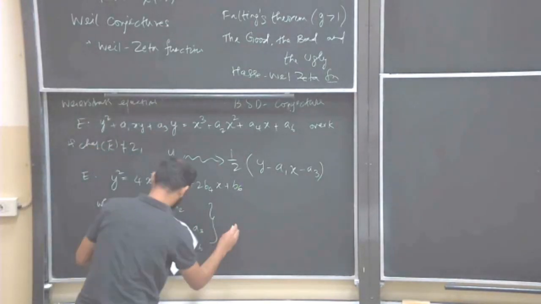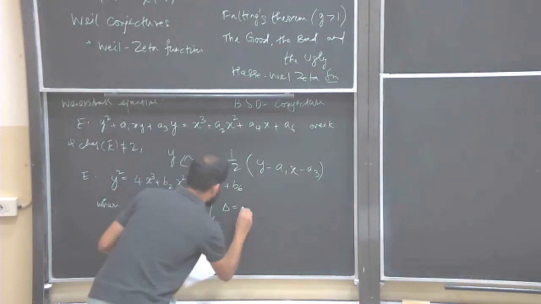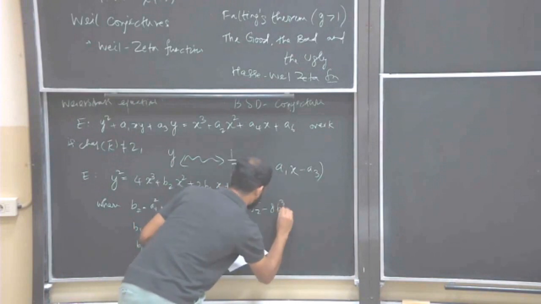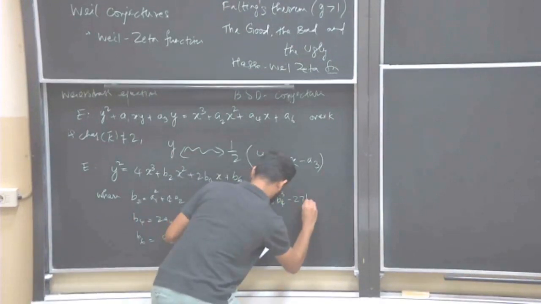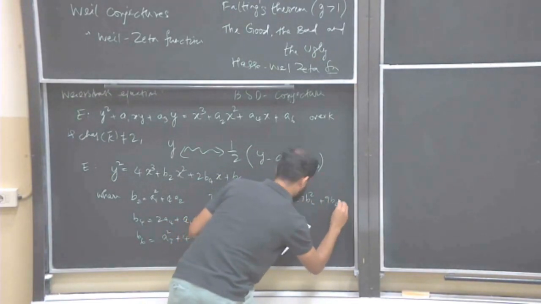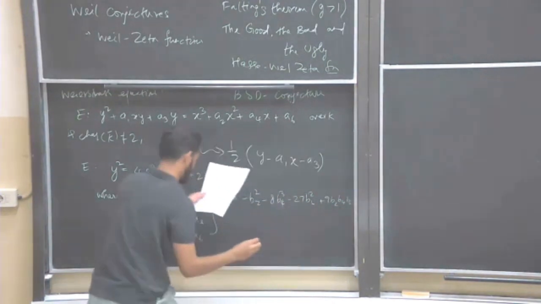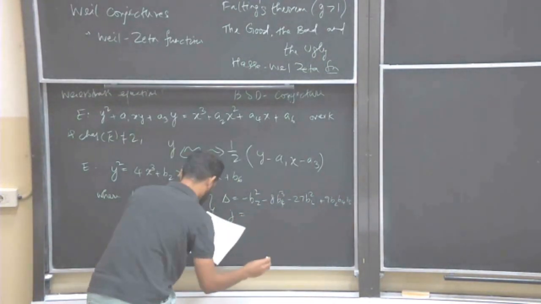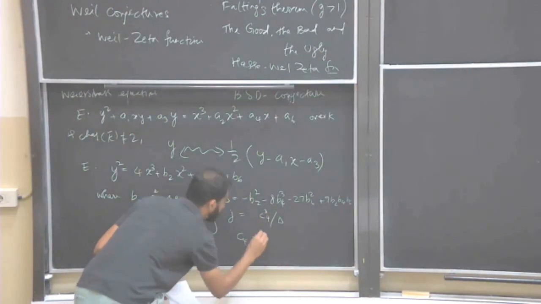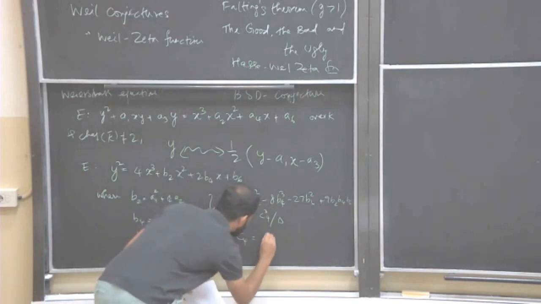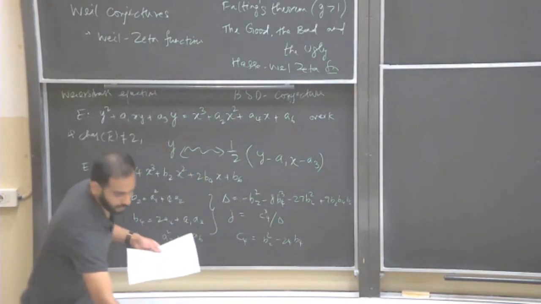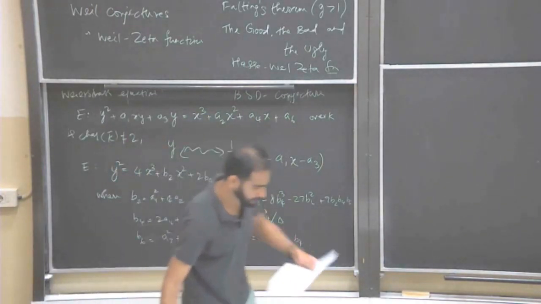Using this, one defines the discriminant. And then we have the j-invariant, which is c4 to the power 3 divided by the discriminant, where c4 is just c2 squared. We don't have to care about this for a while, and we'll come back to it.